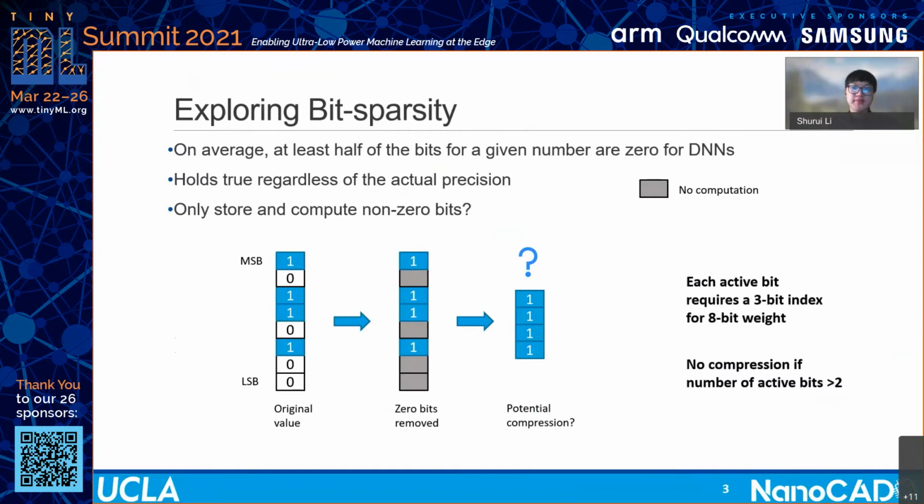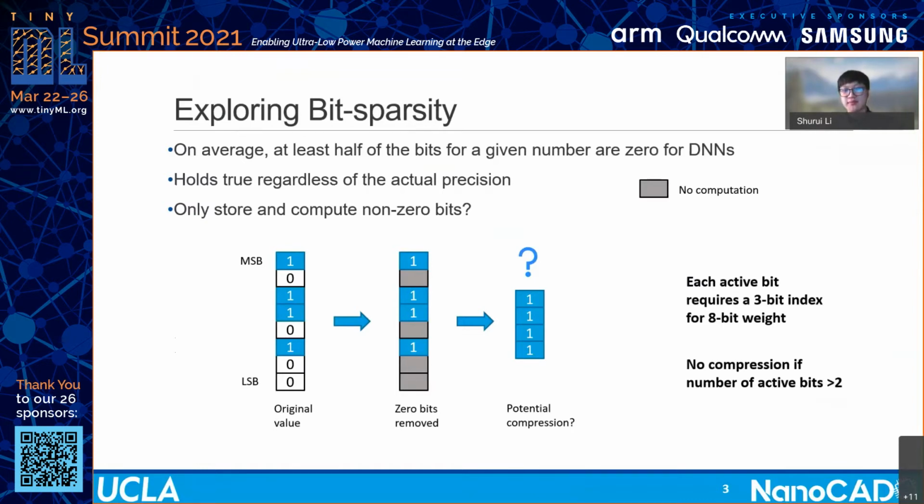So the question is, can we get rid of the 0 bits and only store and compute the non-0 bits? We could do that by performing the computation 1 bit at a time so that we can skip the zeros. In this case, naively, for each non-zero bit, we need to store its index, which is 3 bits for an 8-bit number. This means we don't have any compression if there are more than 2 non-zero bits.